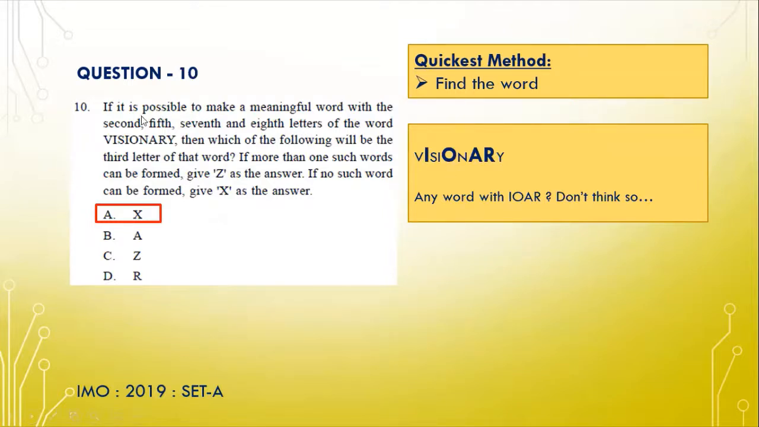And what are the second, fifth, seventh, and eighth letters? Second is I, fifth is O, seventh is A, and eighth is R. I, O, A, R. Can any word be found with I, O, A, R? I don't think you can form any word with I, O, A, R. So no word can be formed. So the answer is X.